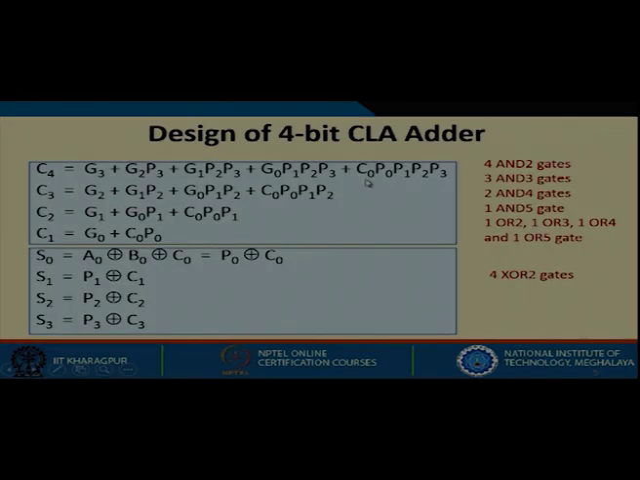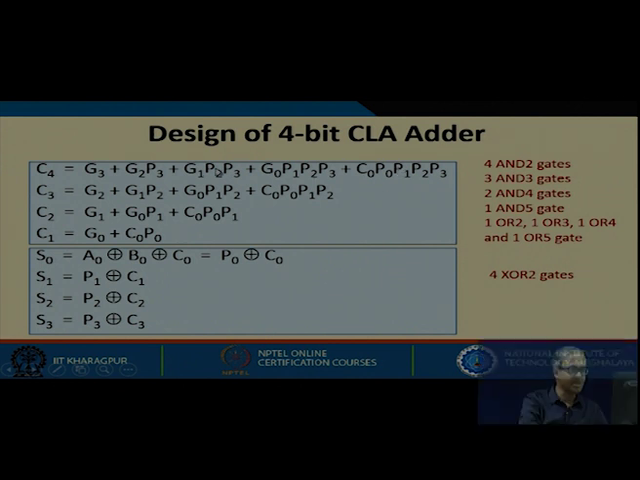So, if we use these expressions to generate a combinational circuit, we can directly generate C1, C2, C3, C4. And if we can do that, we can directly feed those carry inputs to the 4 full adders. We do not need the full functionality of the full adder, we need just XOR gates to generate the sums, and this can be done in parallel, with no rippling effect. So, these expressions can be simplified.